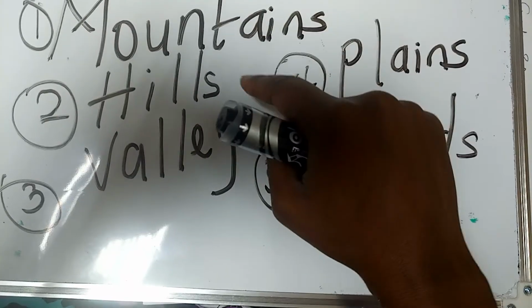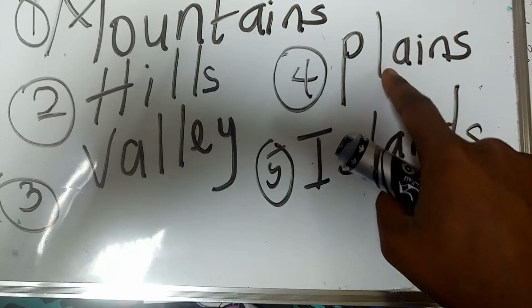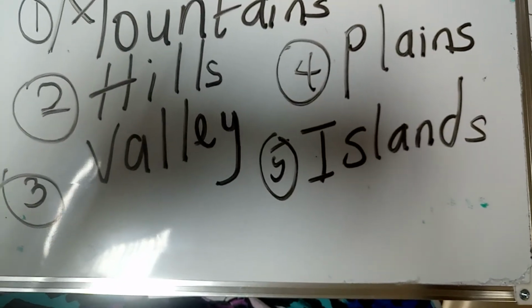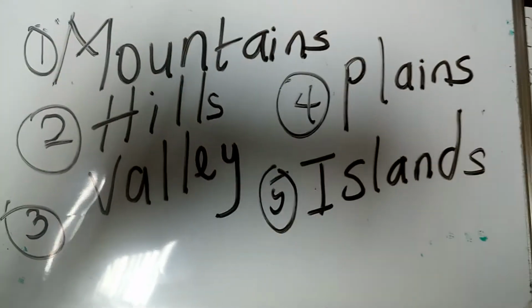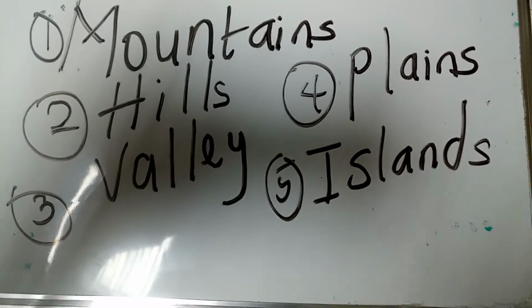Number 1, we talk about mountains. Number 2, we talk about hills. Then number 3, we talk about valley. Number 4, we talk about plains. And number 5, we talked about island. Those are the 5 landforms I taught you in grade 2. Mountain, hill, plains, valley, and island.